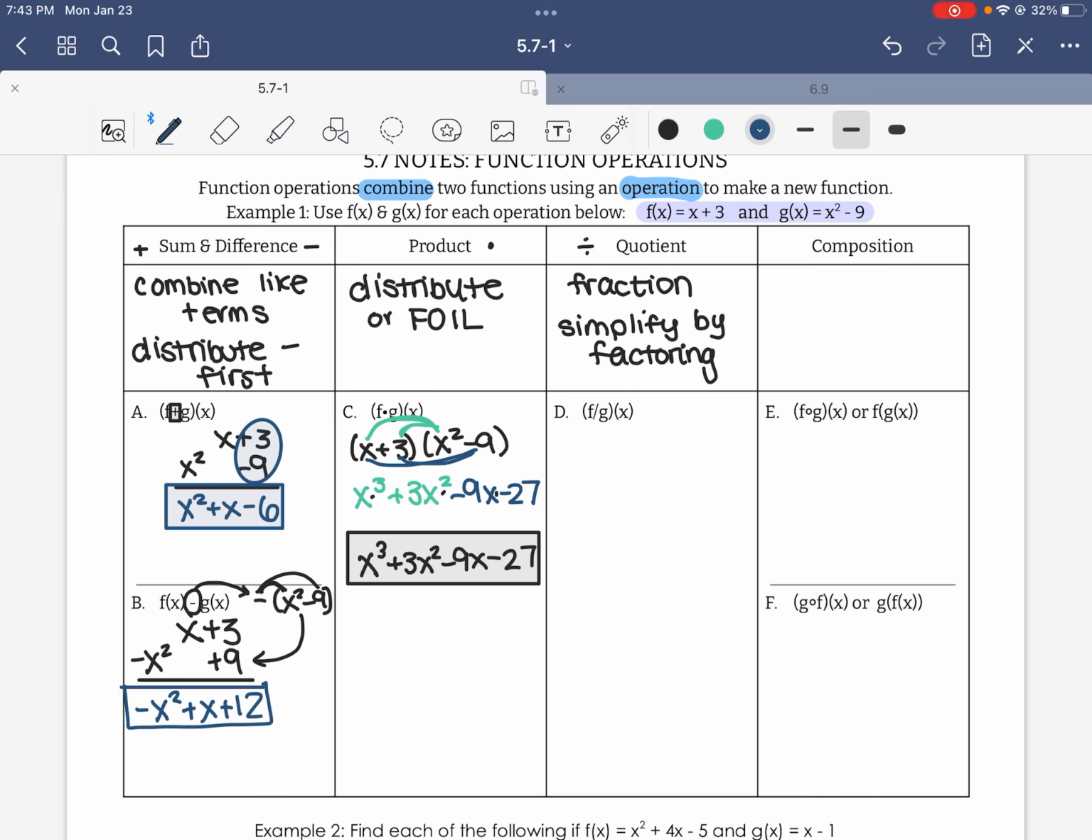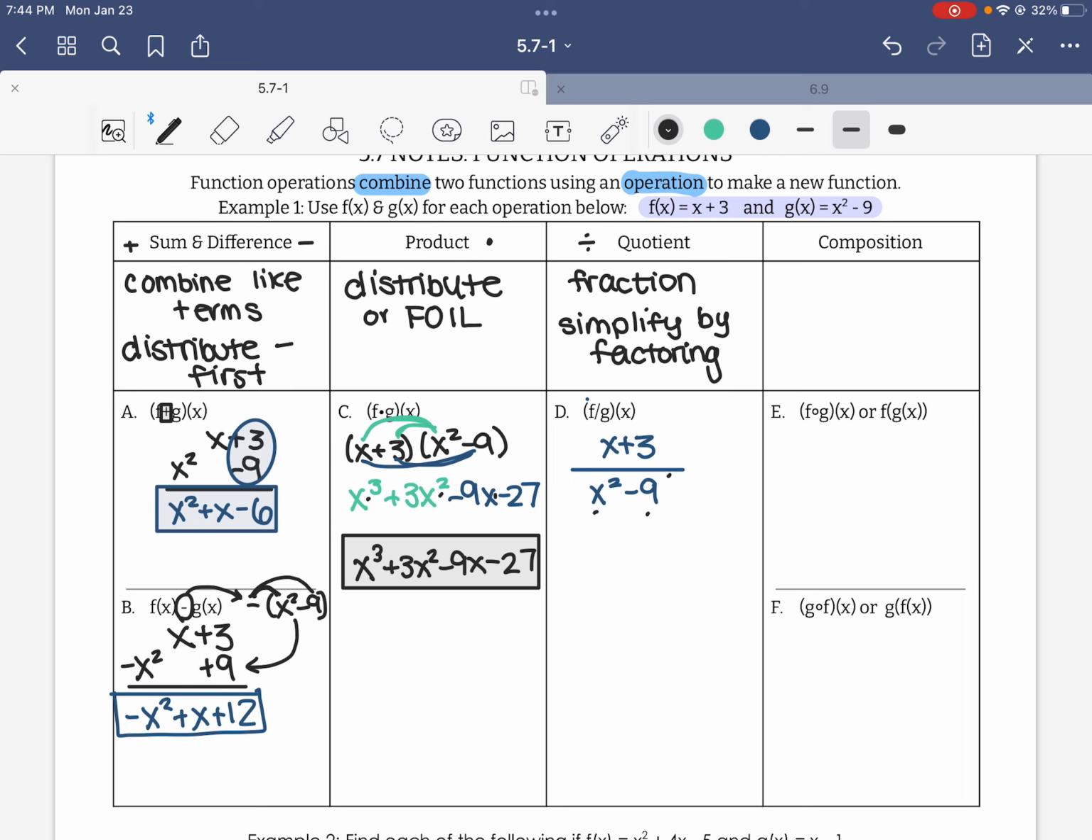So pay attention to the order here. F goes first, so f goes on top of the fraction, which f of x is again x plus 3, and g of x is x squared minus 9. So that goes on the bottom. Then I can factor that. It's a difference of squares because these are both perfect squares and they're being subtracted. So the square root of 9 is 3, meaning that this would be x plus 3, x minus 3. And that's kind of replacing it down there with the factored version.